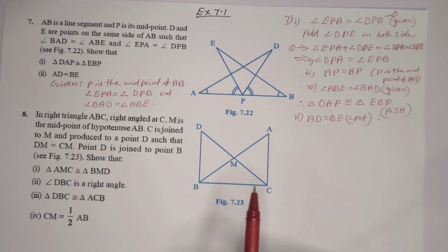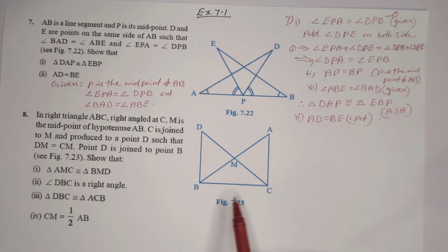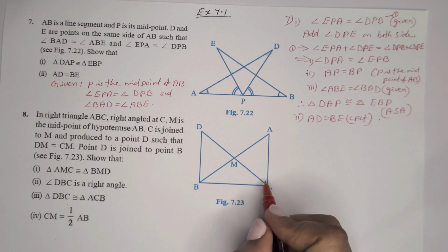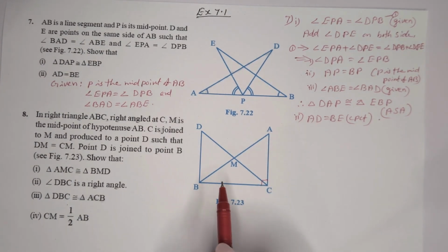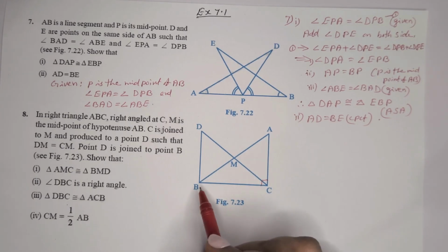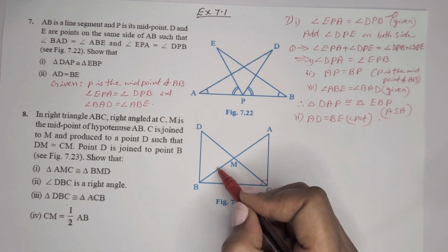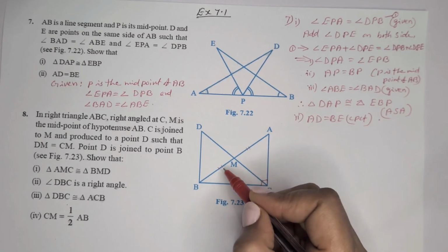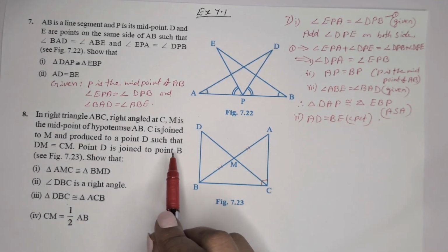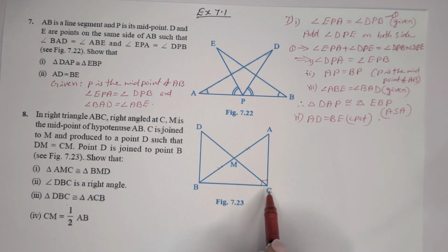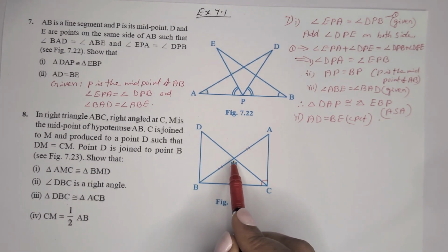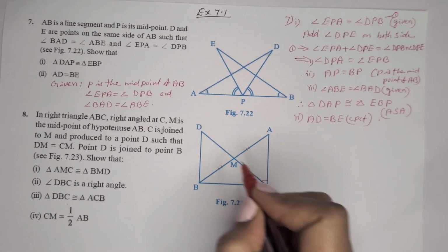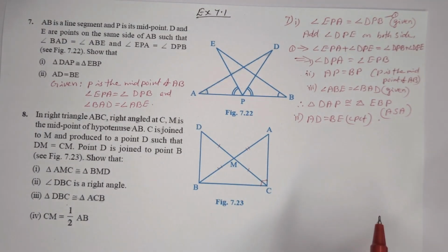Now question number 8. In a right triangle ABC, right angle at C. So we can mark this angle as 90 degrees. M is the midpoint of the hypotenuse AB. M is the midpoint of AB. That means AM is equal to BM. Then C is joined to M and produced to D such that DM is equal to CM. So this is also equal, DM is equal to CM.